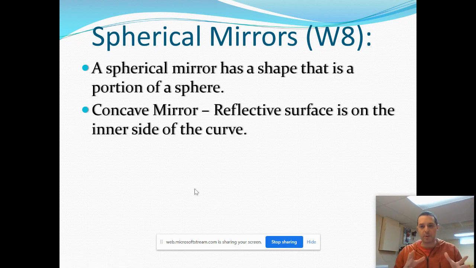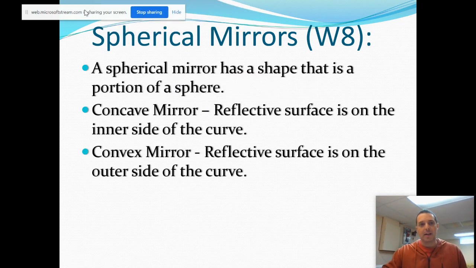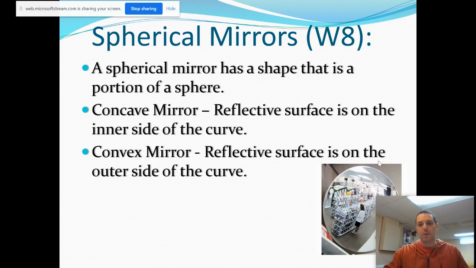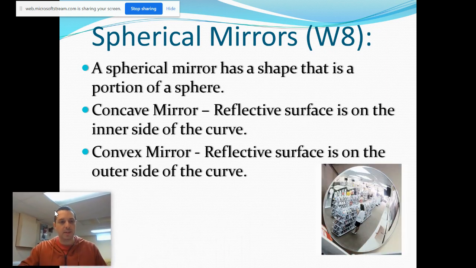We're going to look at two different sorts of spherical mirrors. The first one we're going to look at is a concave mirror, where the reflective side of the mirror is on the surface that's the inner curve of the mirror, right? So it's on the inside of the curve. We're also going to talk about convex mirrors. Convex mirrors are mirrors where the reflective surface is on the outside of the curve. And these two shapes of mirrors are what we're primarily going to be looking at. What you see in the bottom right hand here and in your notes is an example of a convex mirror, meaning that the reflective side is on the outside of the curve.